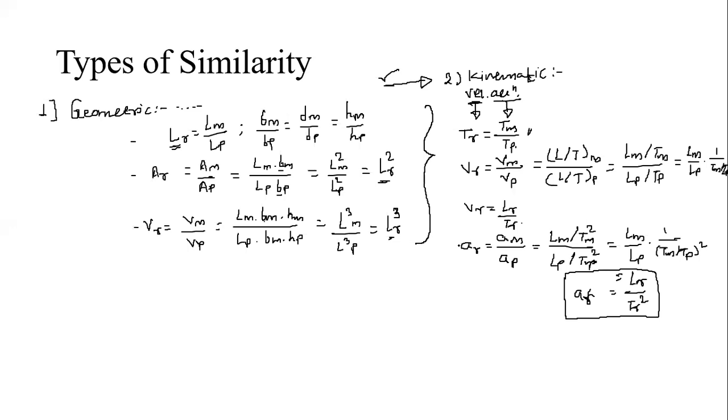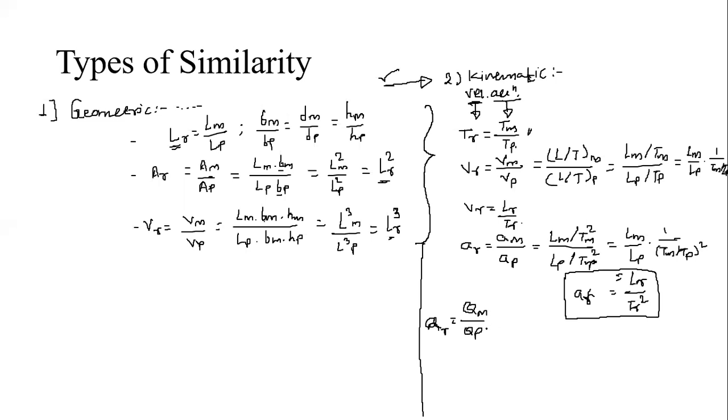Now the next similarity for the kinematic similarity is about the discharge. So that is QR I would like to go for. QR is the discharge scale ratio. So that is discharge in a model divided by discharge in a prototype at a particular point or at a particular location. That is Qm by Qp.